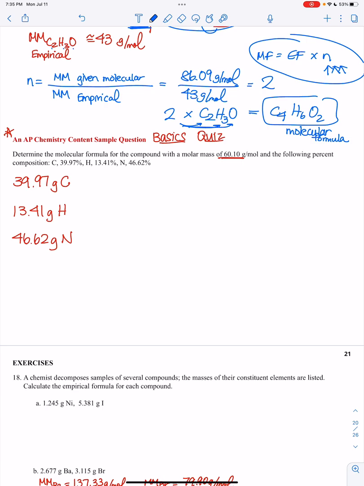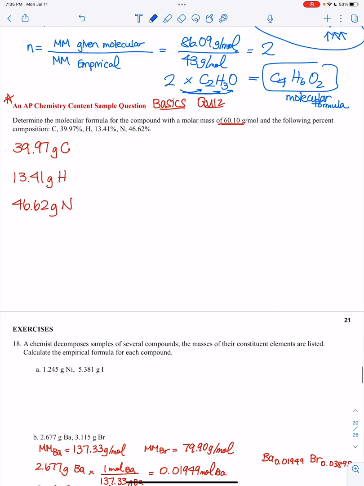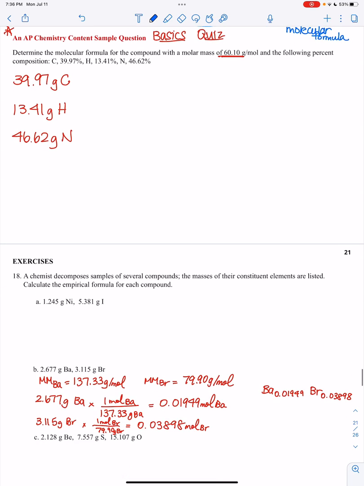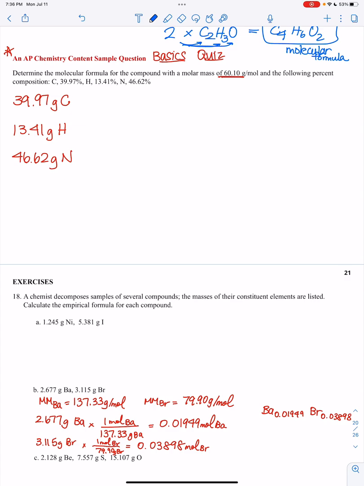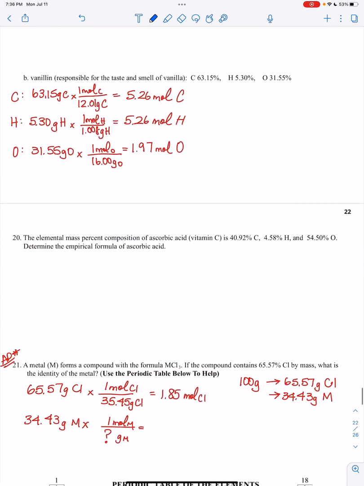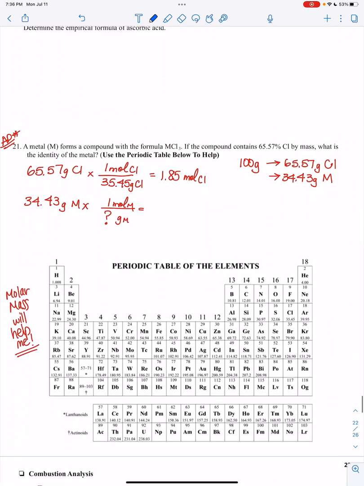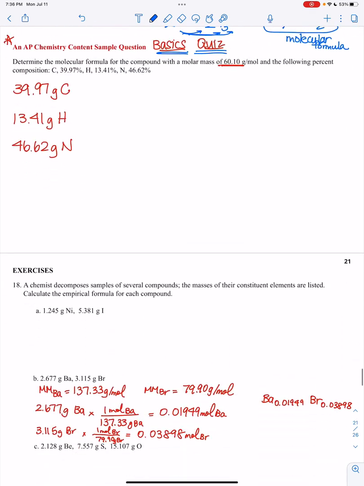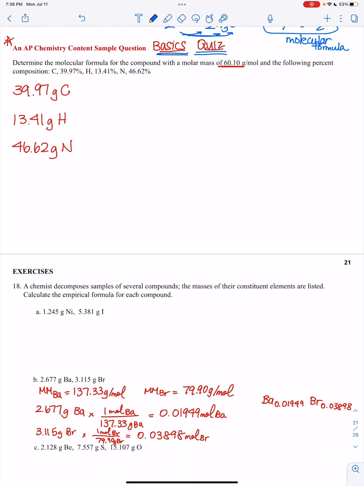Here's a sample AP Chemistry content question. I'm not going to do all of it. If you get the gist of this, you could begin starting on your exercises here. You could do the AP Chemistry content sample question. This is going to show up on your basics quiz, an example like this. And exercises 18, 19, 20, and 21. If you get the gist of this and want to start trying to do the practice, I would end the video here now. Otherwise, stick around and do some examples with me, and then you can do the rest of the examples on your own.